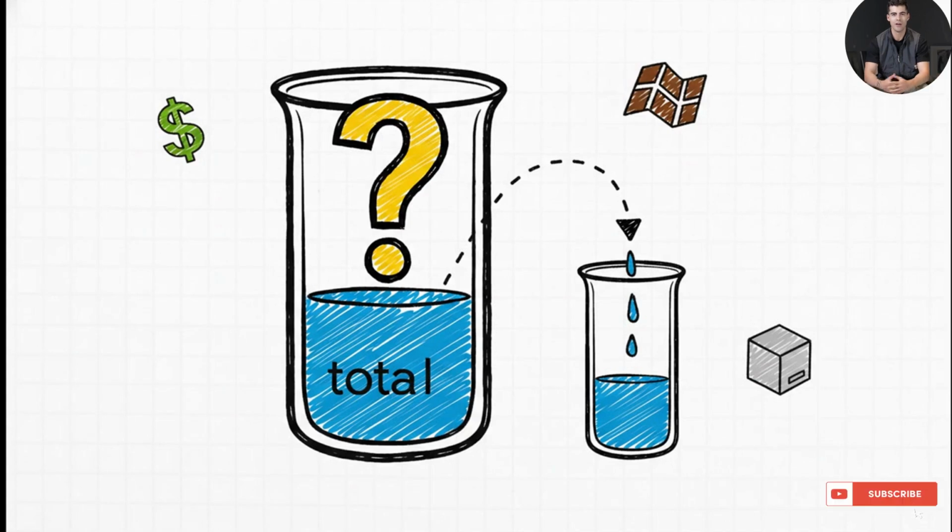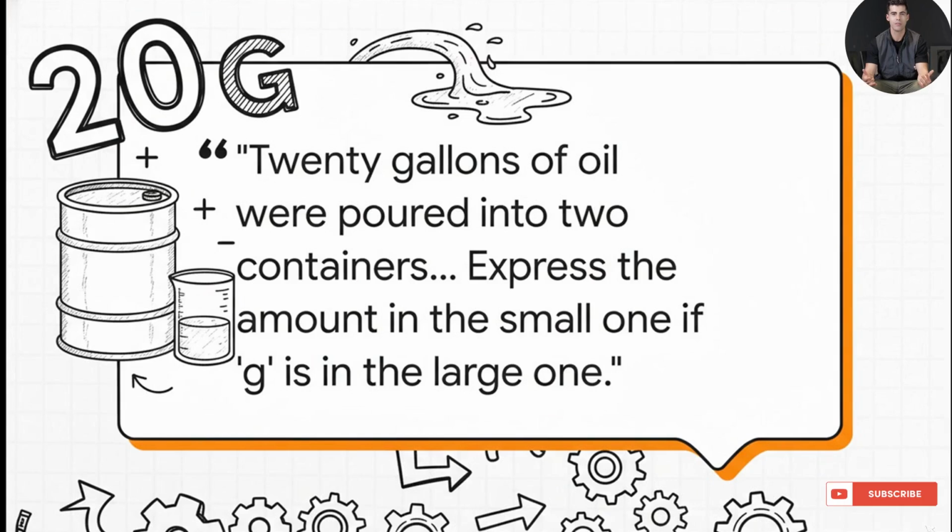All right, trap number 2. I like to call this one the how much is left problem. You see this one constantly in problems about money or space or really anything that can be divided into parts. So, check out this example. You've got 20 gallons of oil total, and you pour it into 2 containers. We're told the big container has g gallons, so the question is, how much oil is in the small container?